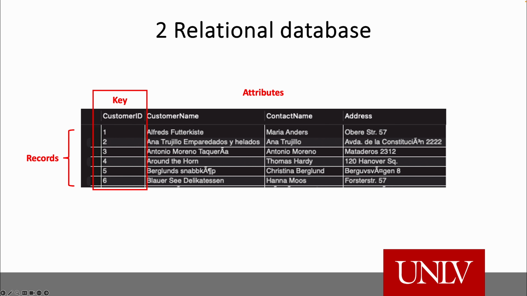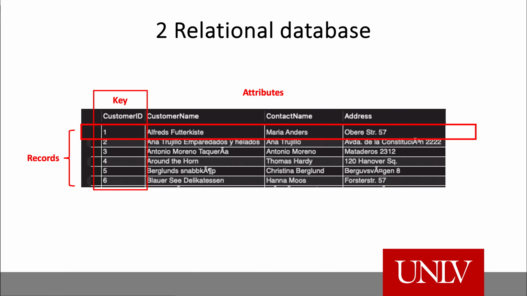For example, the name Alvarez Footer Kit with ID number 1, contact Mariel Anders, and address Albro Street 57. Each record stores a full set of values, representing one real-world customer. This structure, columns as attributes and rows as records, makes a relational database efficient, organized, and easy to use.